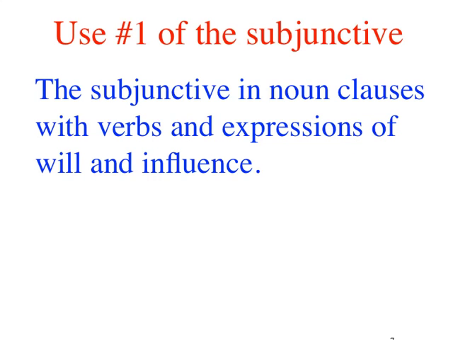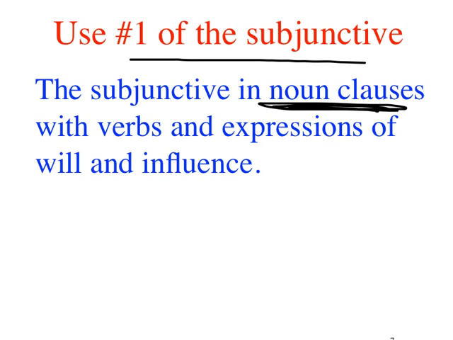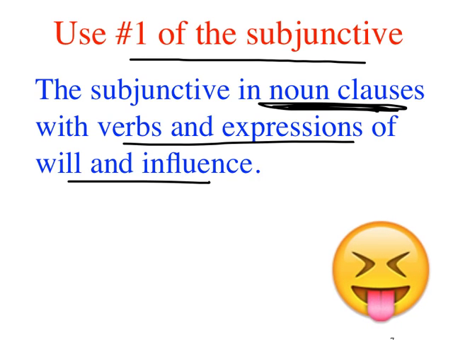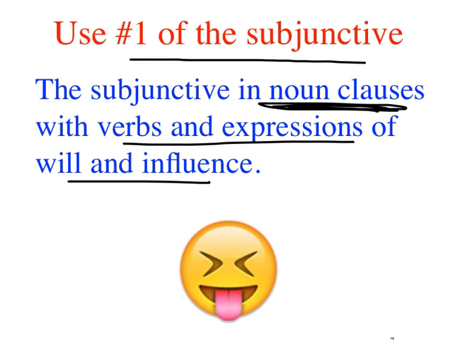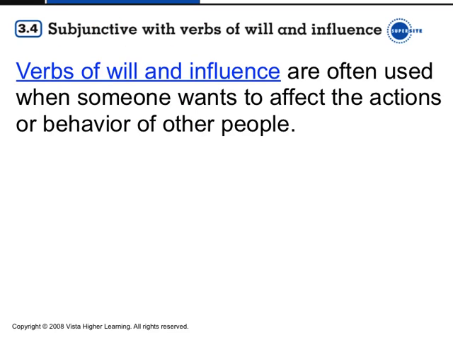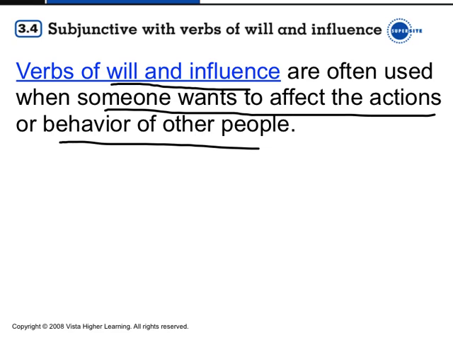So here's use number 1 of the subjunctive. It's the subjunctive in noun clauses with verbs and expressions of will and influence. That's use number 1. And remember how to set it up. We have the main clause, the connector que, and the subordinate clause. I know. It's going to be okay. We're going to do this. So what exactly are verbs of will and influence? Well, when someone wants to affect the actions or behavior of other people.